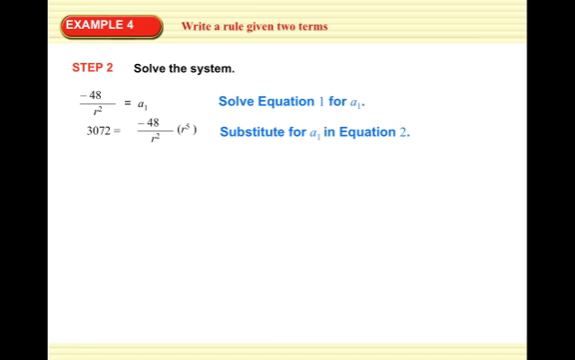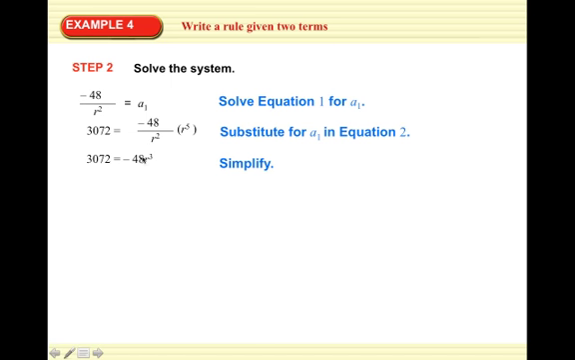So we're going to have 3072 equals, and instead of A1, we're substituting in negative 48 over R squared times R to the 5th. Now, we have R to the 5th on top, because if you wanted to put R to the 5th over 1, you could. You're going to have negative 48 times R to the 5th over R squared. That means we're going to cancel out 2 factors of R from these 5 factors of R. And we're going to have 3072 equals negative 48 times R cubed.